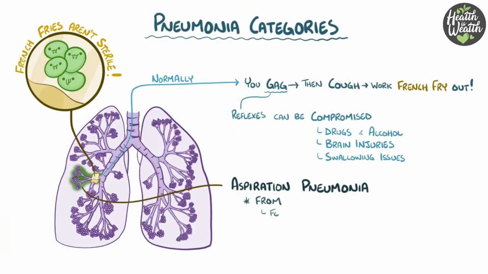Aspiration pneumonia can also happen with drinks or even gastric contents, like after a bout of vomiting. Aspirated gastric contents can be particularly nasty because the stomach acid can cause a chemical irritation in addition to the possible infection.